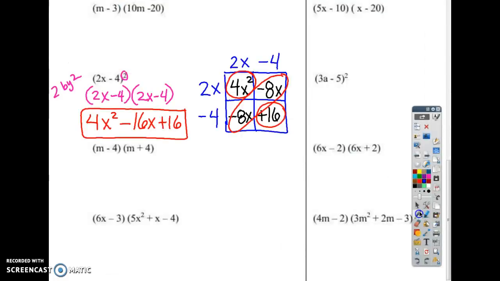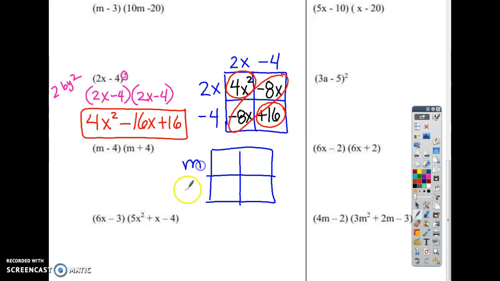Okay, the next one is the same, and you're probably thinking, well, why does she have to do this one with us? Because one of them is going to cancel. So this is a 2 by 2. And I have m minus 4 times m plus 4. So we multiply. This is an easy one. M times m, m squared, m times 4, positive 4m. M times negative 4 is a negative 4m. And negative 4 times positive 4 is a negative 16.